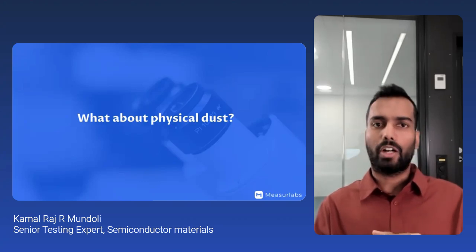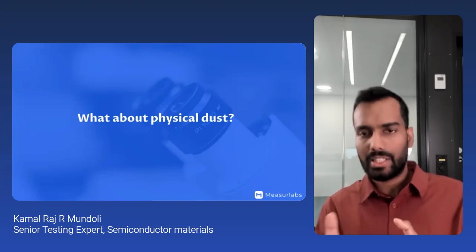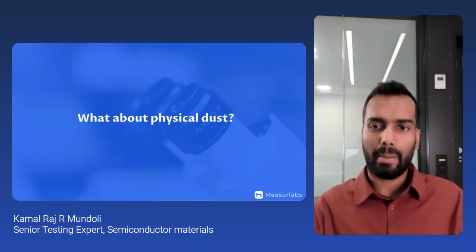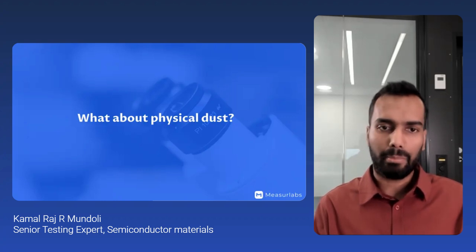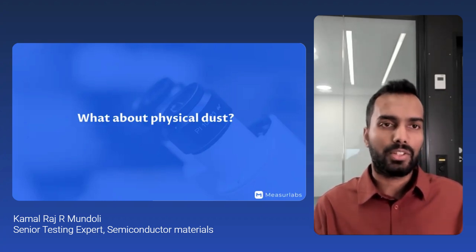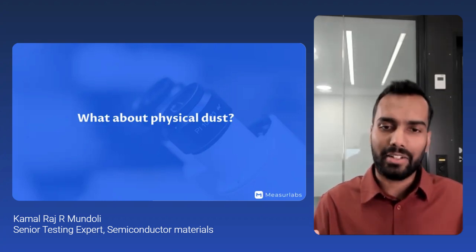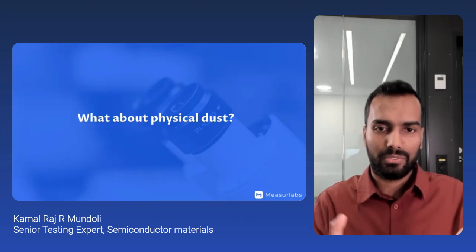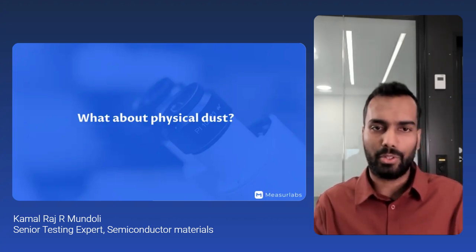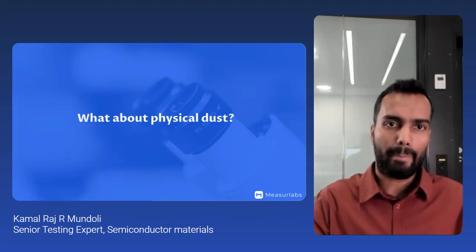But what about literal physical dust? Because sometimes the contamination isn't a trace atom or a molecular film. It could be like a giant, by giant I mean like 100 nanometer flake of stainless steel sitting right in the middle of your die. So what do we do then?